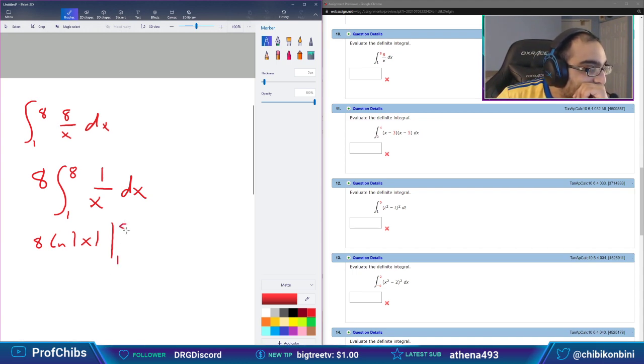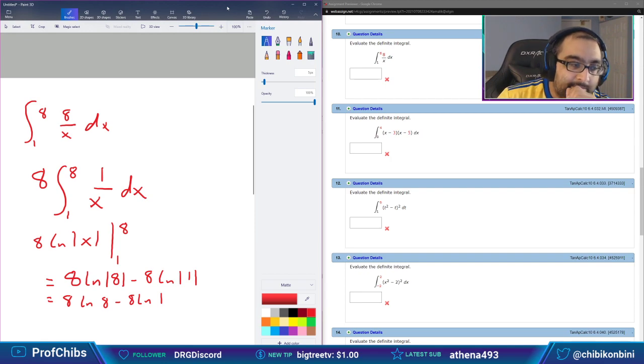So here we get from 1 to 8. So let's plug it in, see what we get. So we get 8 natural log of 8 minus 8 times the natural log of 1. Clean that up a bit. You get 8 natural log 8 minus 8 natural log of 1. All right.